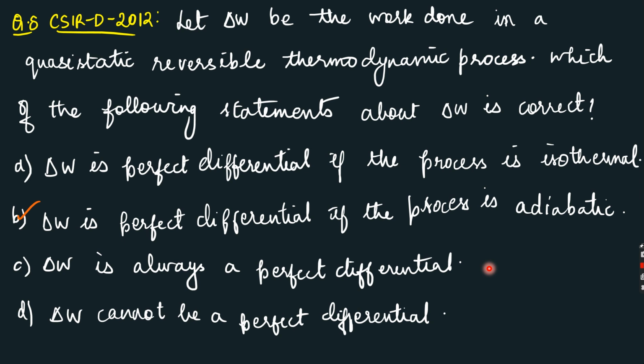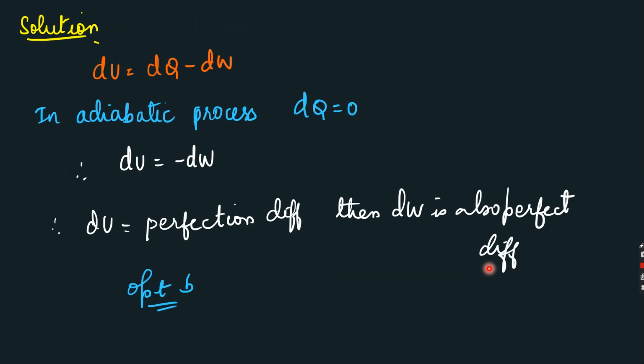And for A, if you apply the given conditions of an isothermal process, you will find that del W will not be a perfect differential. Now for adiabatic, let us see how del W is a perfect differential. Okay, so here dU is equal to ∂Q minus ∂W. Okay, so in an adiabatic process, dQ will be equal to 0 and dU will be equal to minus dW. Basically, dW is not a perfect differential, but dU is a perfect differential. So basically, when dU is a perfect differential, then dW will also be a perfect differential. So hence option B is correct only when the process is adiabatic.